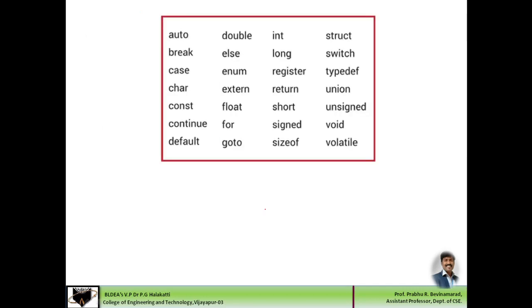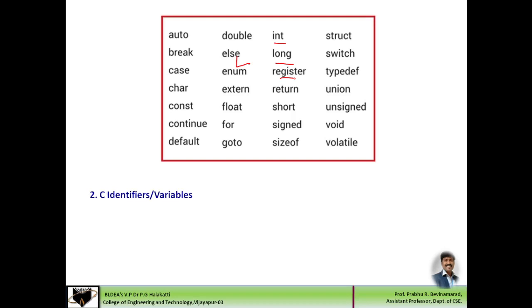The table shows a list of the keywords present in C. Here we have the keywords int, long, register. All these words have a special meaning in a C program, so these words cannot be used as identifier names. They are used for some special purpose.